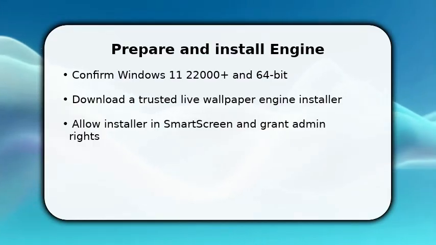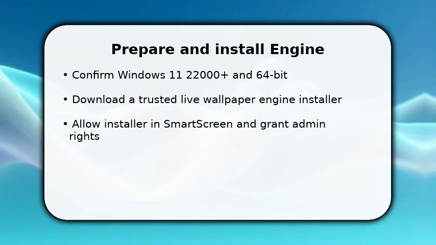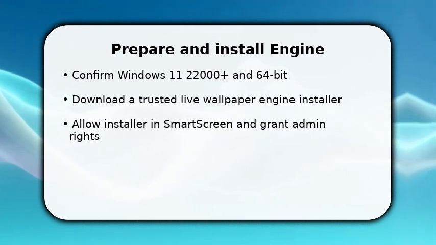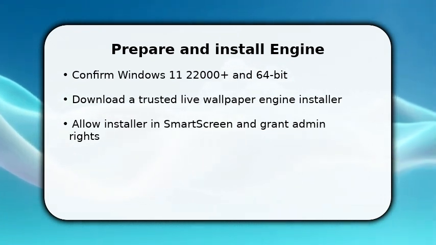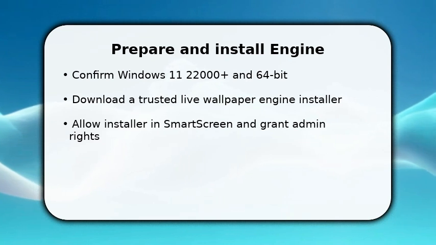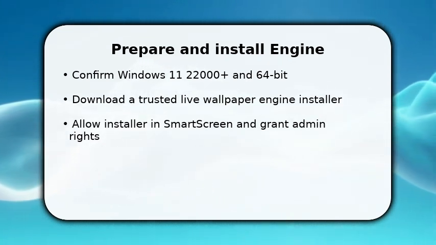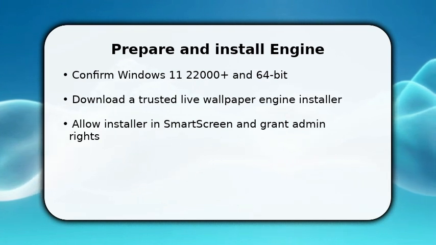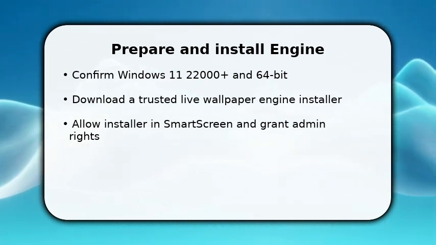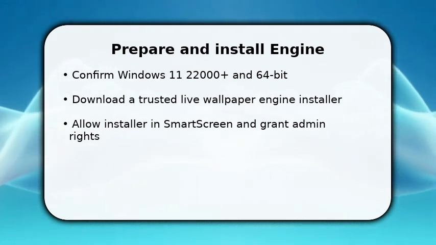You start by confirming Windows 11 build and that your PC is 64-bit. This avoids compatibility failures. Next, download a reputable live wallpaper engine and run the installer as administrator so files deploy correctly. Once done, make sure Smart Screen or antivirus prompts are resolved by allowing the app to run. Without admin rights, the engine cannot register background services. This sequence gets the software ready to host animated wallpapers and prevents permission-related crashes later.